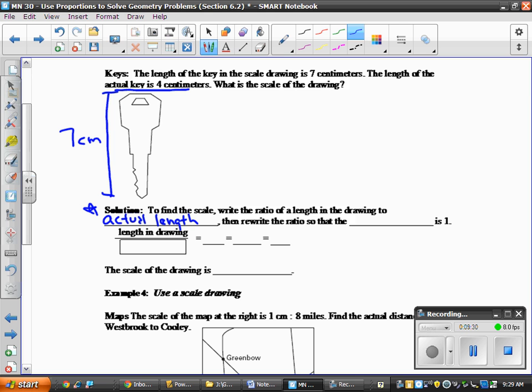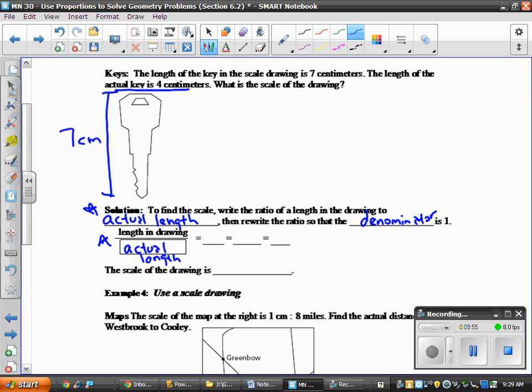Then rewrite the ratio so that the denominator is 1. And let me just explain this here. It says the length in the drawing to the length of, or the actual length. I'll just put actual. I'll write length here so we don't get confused.